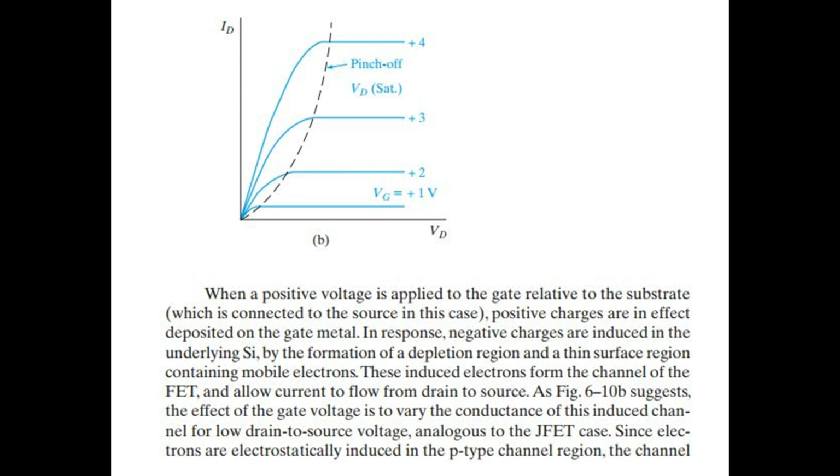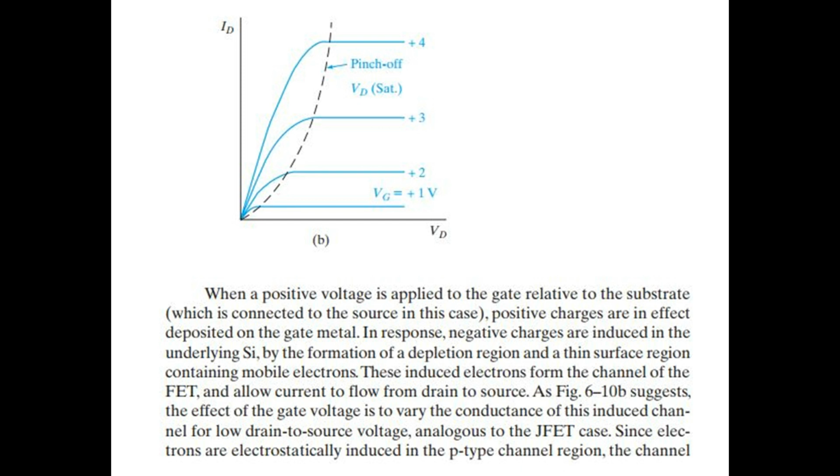negative charges are induced in the underlying silicon, by the formation of a depletion region and a thin surface region containing mobile electrons. These induced electrons form the channel of the FET, and allow current to flow from drain to source. As Fig 6-10b suggests, the effect of the gate voltage is to vary the conductance of this induced channel for low drain to source voltage, analogous to the GFET case.